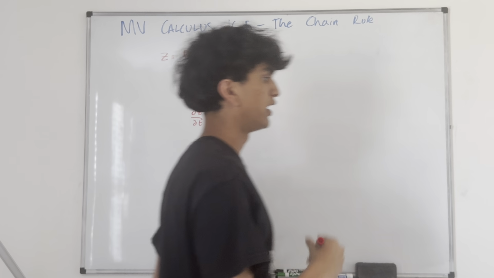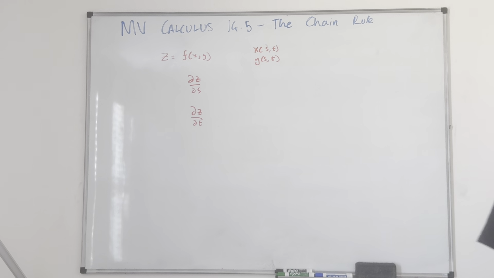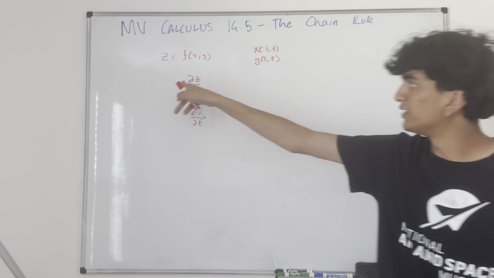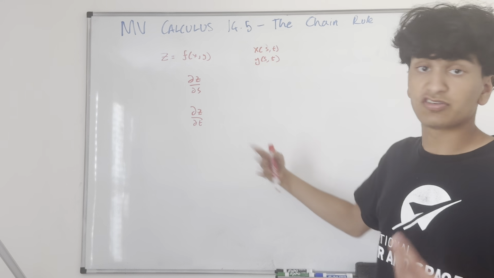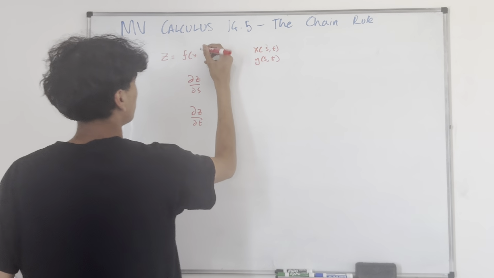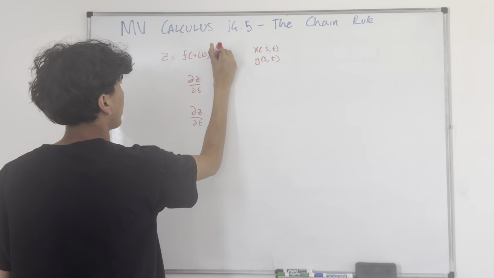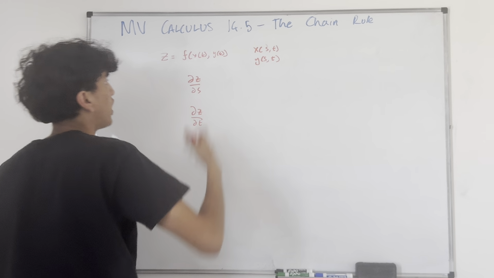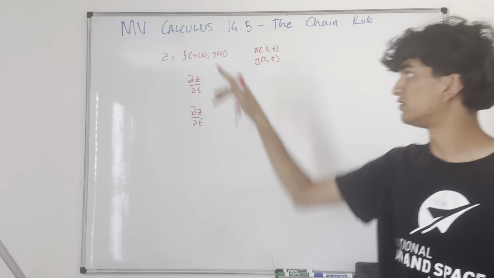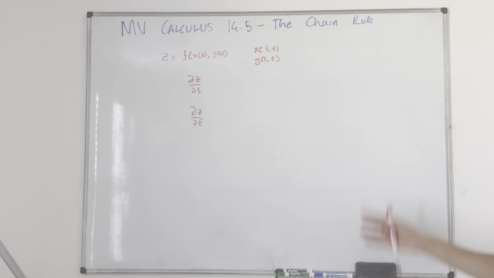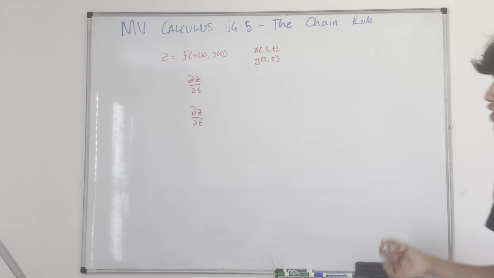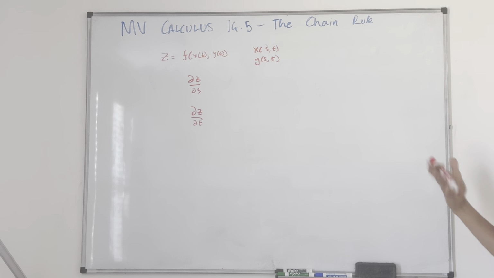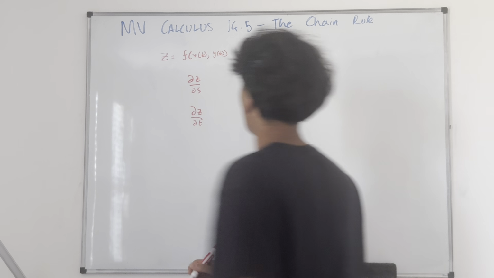Because in the last case, x and y both depended on time, which means the rates only depend on one variable. It was really just a single variable function, x of t, y of t, so we just had dz/dt. But now they depend on two variables, x and y depend on s and t. So now the rates will also depend on two different variables, and they're going to be partial derivatives because of that. It's very similar, though.